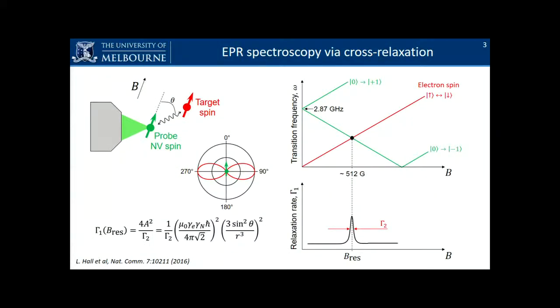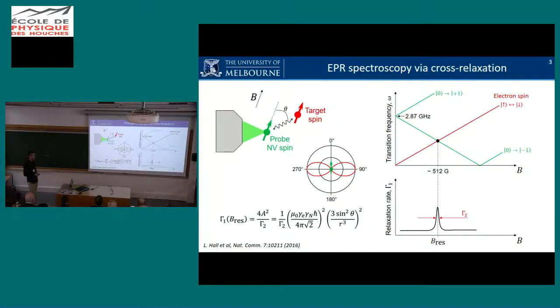Now, where can you see those resonances? So for electron spins, it's going to occur around 512 Gauss for a free electron, and that's because of the 2.87 gigahertz zero-field splitting of the NV. And you would monitor that experimentally by measuring the relaxation rate gamma 1 or the spin lifetime T1 as a function of the strength of the magnetic field being applied along the NV axis. And the width of that resonance is simply gamma 2, the dephasing rate.